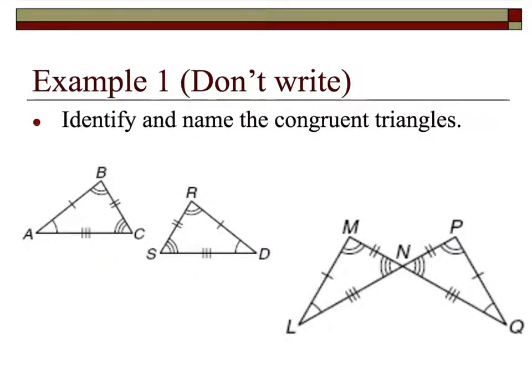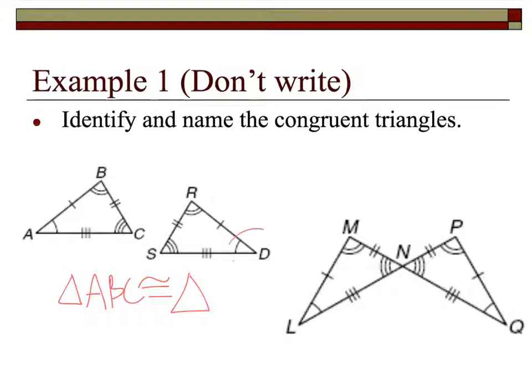All right, so all we want to do here is identify and name the congruent triangles. Now, you got to be very careful when naming these, and I'm going to give you some tips as to how to do that. So let's first look at the left side over here. We got triangle ABC and we got triangle SRD. Now, is that necessarily the correct way to list them? Let's see here. If I got triangle ABC, I got to make sure the corresponding sides and corresponding angles line up with each other.